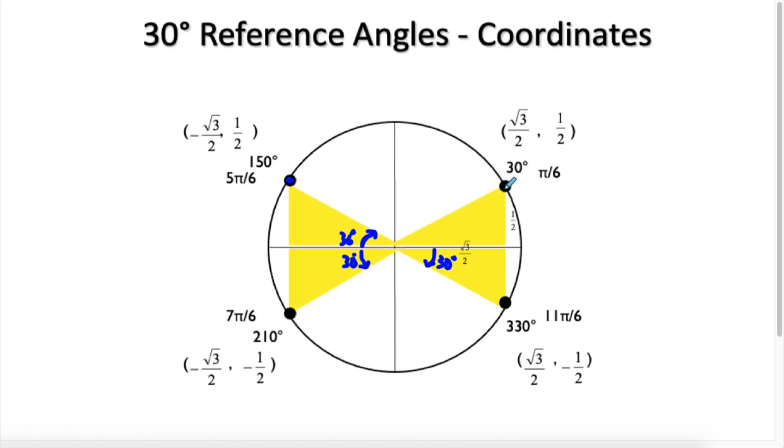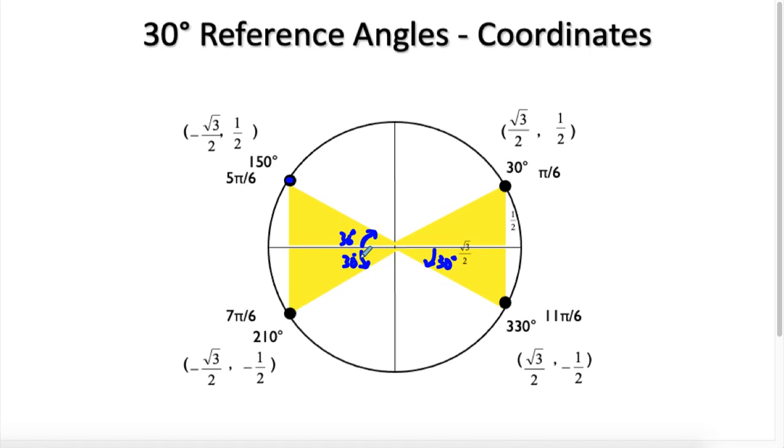So here, this is the point square root of 3 over 2, 1/2. This would then be the point negative square root of 3 over 2, 1/2. All I'm doing when I'm reflecting across the y-axis is making the x coordinate negative. Similar idea down here then.